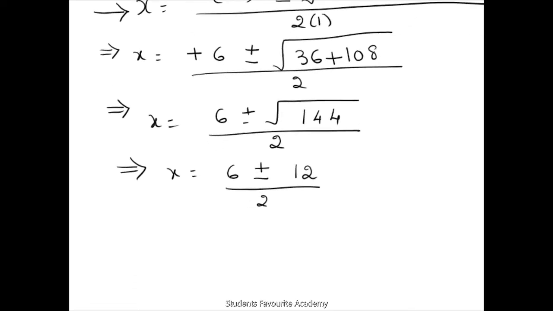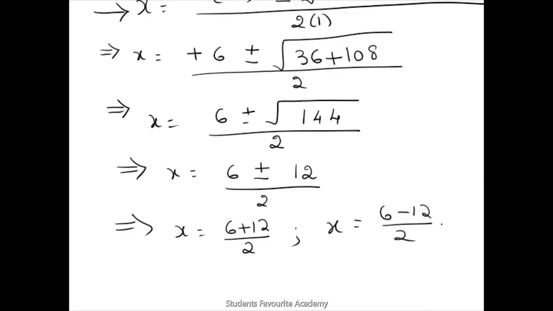So the values of x are one with plus, one with minus. So x is equal to 6 plus 12 upon 2, or x is equal to 6 minus 12 upon 2, right?